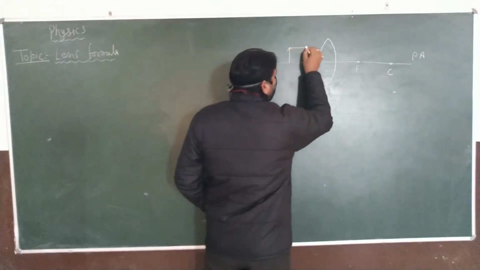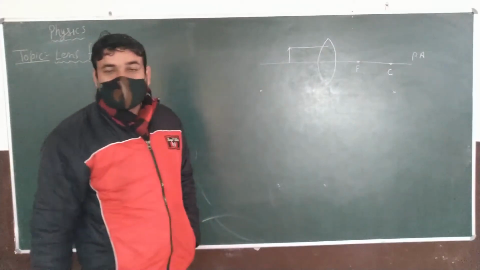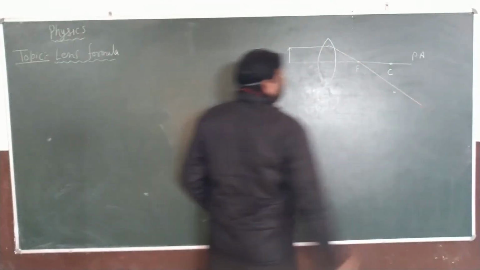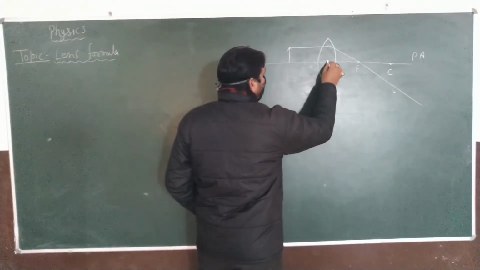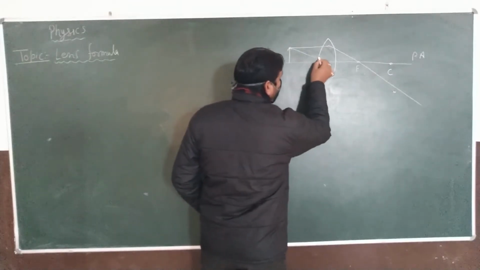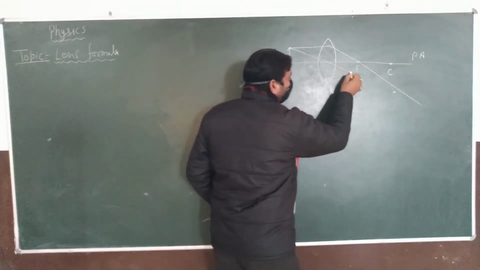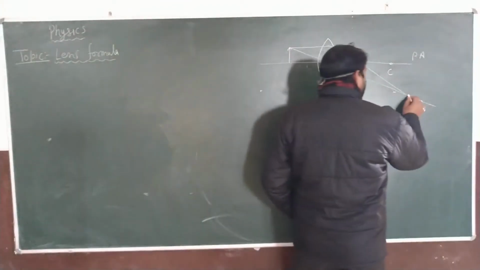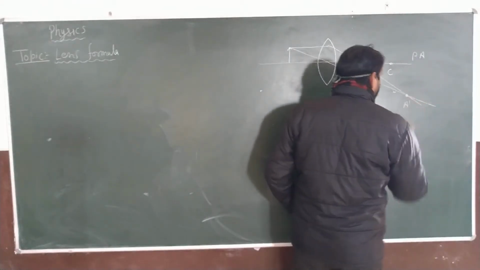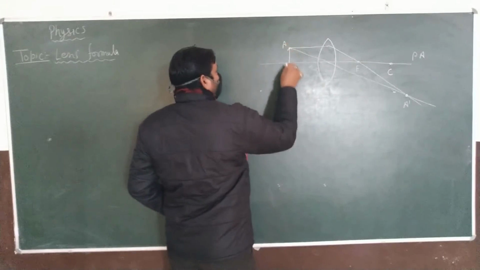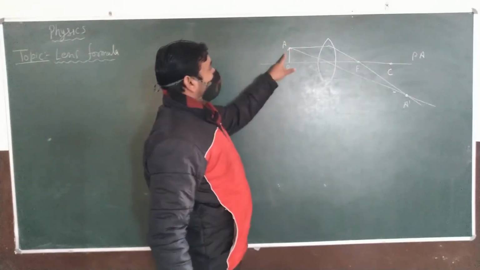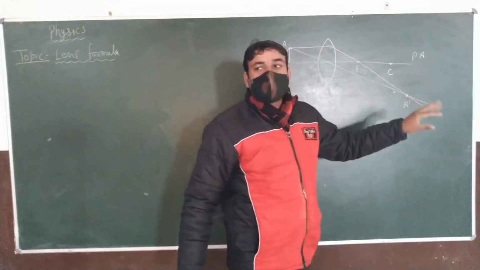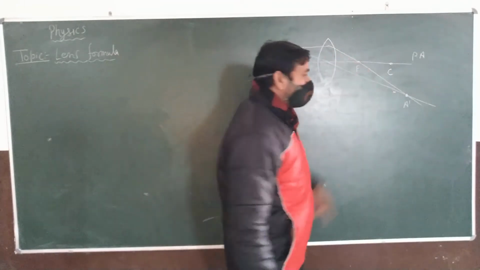Therefore, the ray which is traveling parallel to the principal axis passes through the focus, and a ray which is passing through the center of curvature moves in the same path after refraction. Okay, therefore this is the location of the image of A. If rays are traveling from A, then where the two refracted rays intersect is called the image of that point from where the rays are coming.